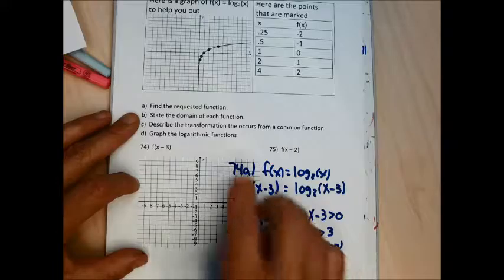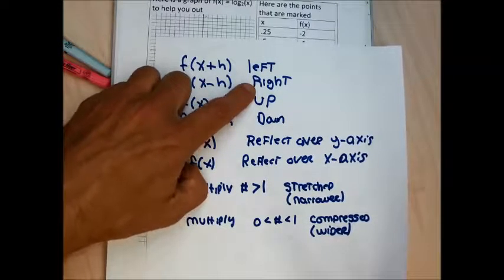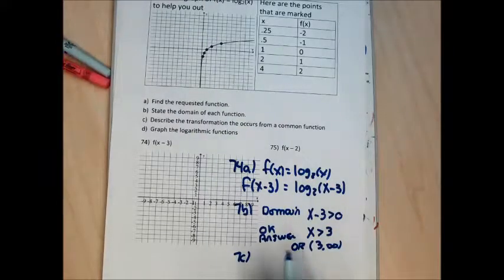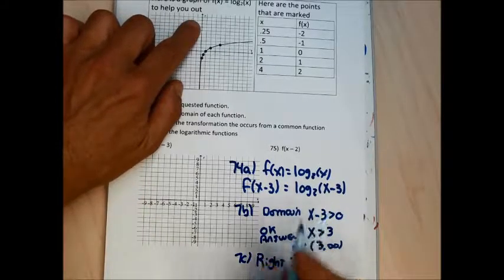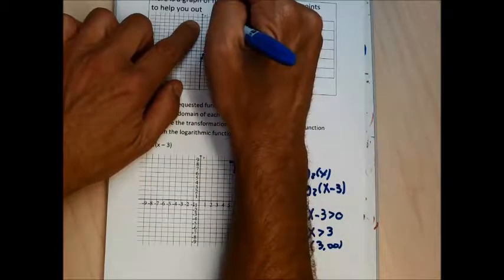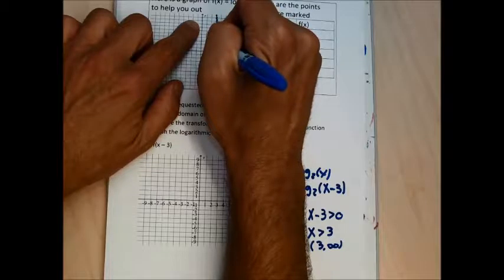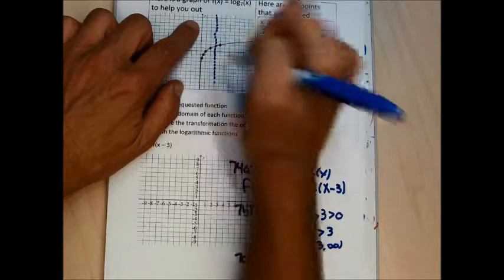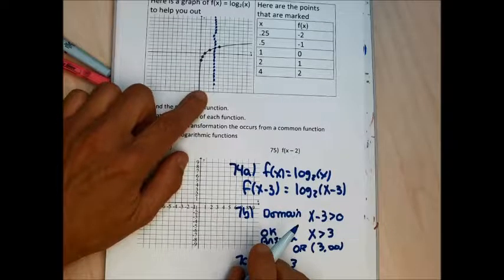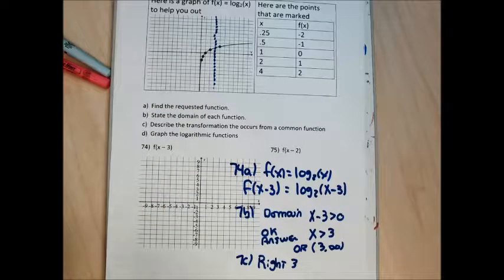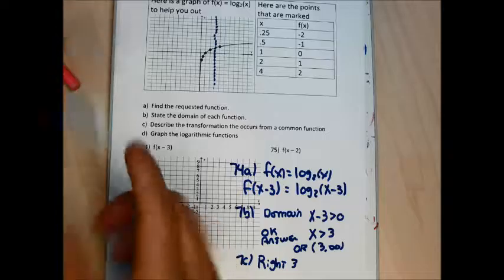For part C, describe the transformation. Because I'm doing f of x minus a number, that's going to move the graph to the right. In this case, the transformation is going to move the graph to the right 3. So the vertical asymptote that was at 0 is going to move 1, 2, 3 to the right and go to 3. That's why the domain is 3 to infinity, because the graph is going to start at 3. Now I'm going to take each point and move it to the right 3, and this is going to get messy, but I'll deal with it the best I can.